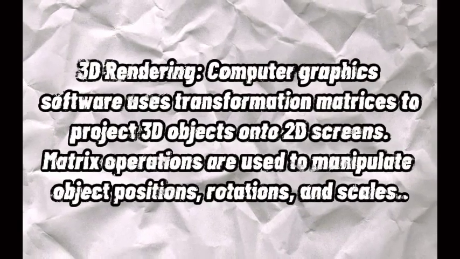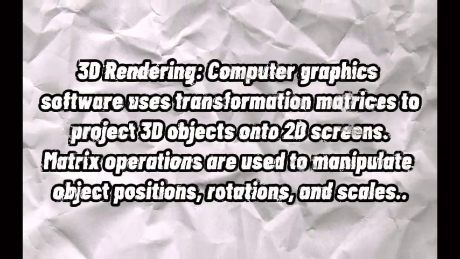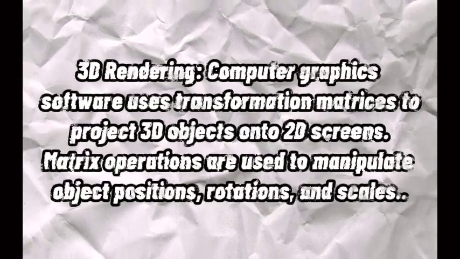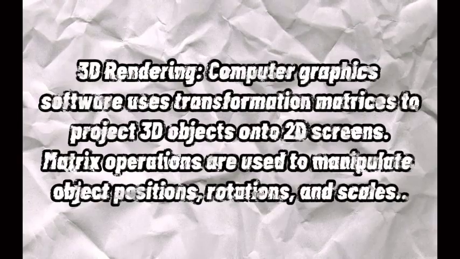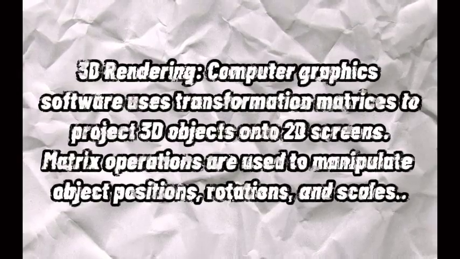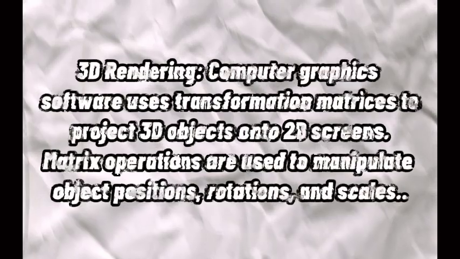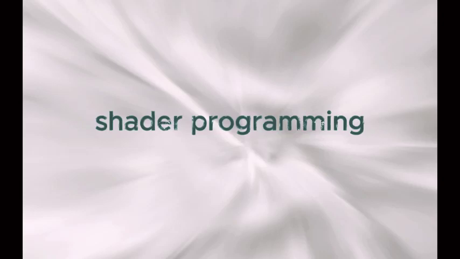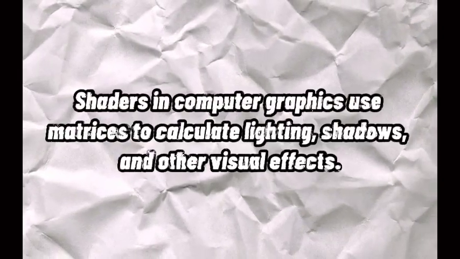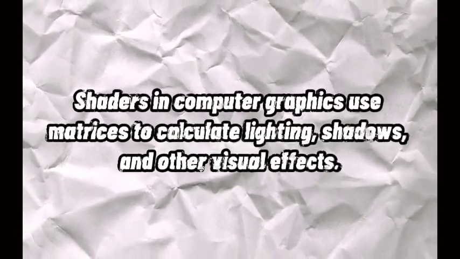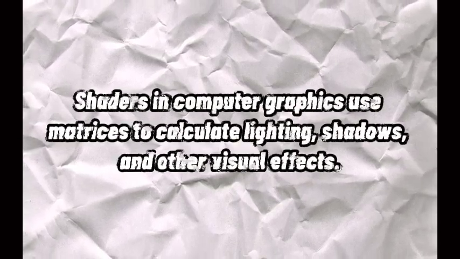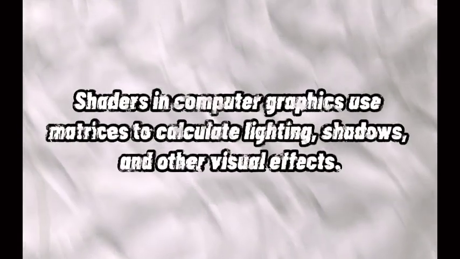The first is computer graphics. In 3D rendering, computer graphics software uses transformation matrices to project 3D objects onto 2D screens, like the display on your laptop, your iPad, or your phone. Matrix operations are used to manipulate object positions, rotation, and scale. Shader programming: shaders in computer graphics use matrices to calculate lighting, shadows, and other visual effects. For instance, the 3D polygonal structure of game characters and backgrounds, as well as other 3D graphics applications, utilize matrix operations.